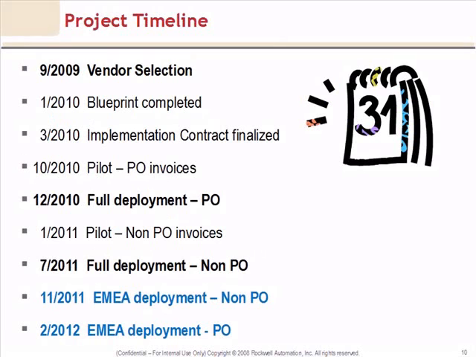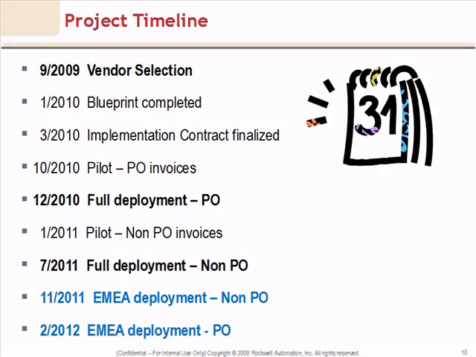From a project timeline perspective, we initiated this project in September of 2009 with those vendor selections. We then initiated the project with a blueprinting process. We completed that in January of 2010, and then approximately 10 months later we went live with a pilot process from the PO invoice processing perspective. And then a couple of short months later we actually took the project completely live for most of our North American processing for processing of purchase order invoices.